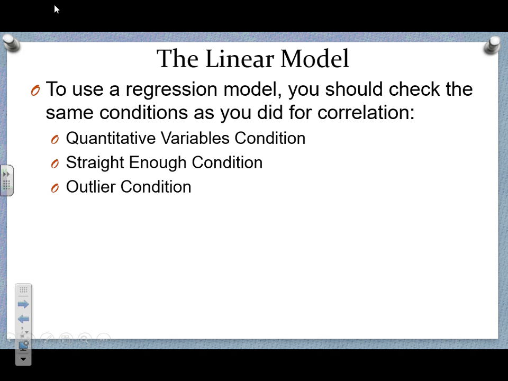And then, just like with correlation, we need to be mindful of any outliers. Your regression model, your slope, will not be resistant to outliers. If you have outliers in the data, it will greatly affect what happens with that slope on your regression model. So you check those three things to make sure that it's even worth your time going through the process of fitting a model to the curve. Okay?